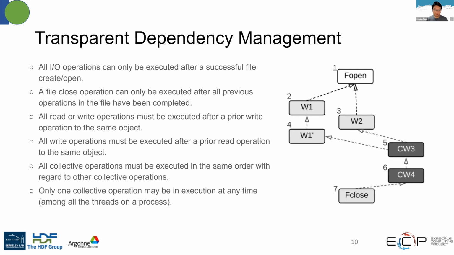So a lot of things need to be guaranteed for data consistency, but these are all transparent to the user. The user doesn't need to worry about this. These are all handled internally. For example, there are some rules like all I/O operations can only be executed after a successful file create or open, and file close can only be executed after all previous operations of the file.